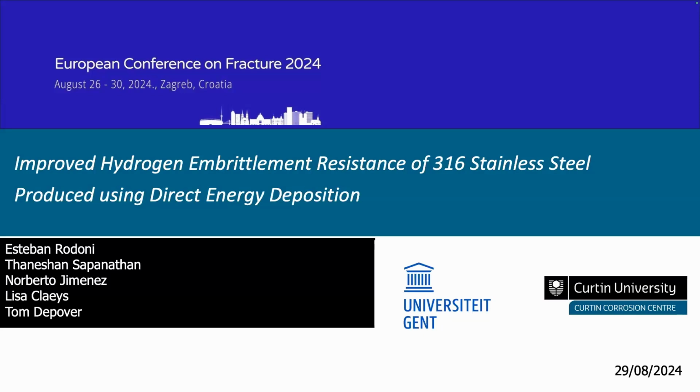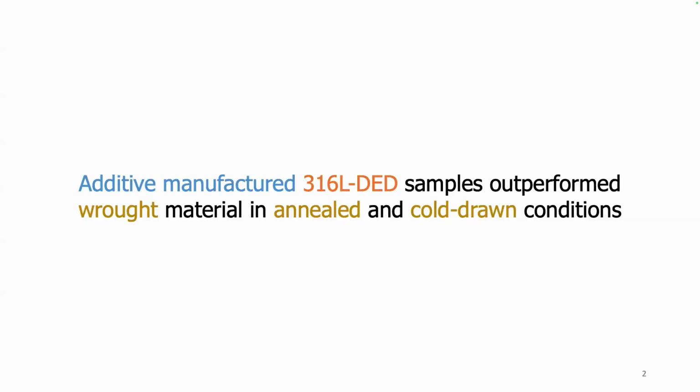And the idea of this project was basically to evaluate the performance of 316L, a material that in this case we produce by direct energy deposition, and compare it against the rod counterpart, both annealed and cold drawn. Long story short, we found that the DED material had a better performance when we compare against the annealed and cold drawn, and let's see why.